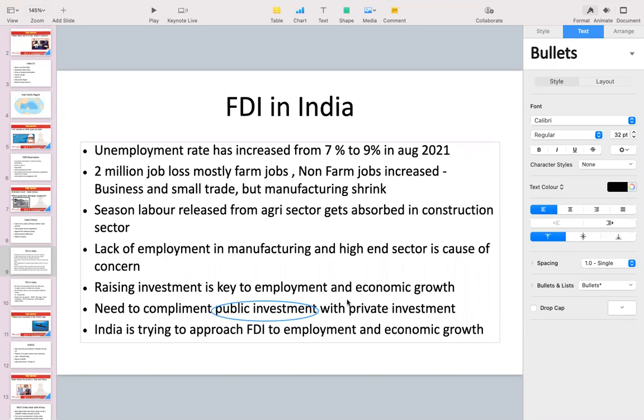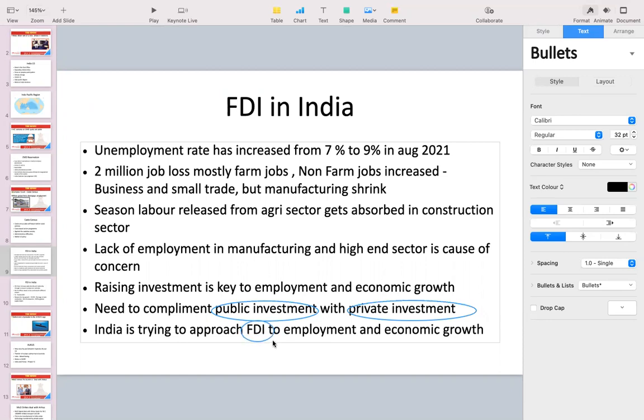Then private investment. See, government alone doesn't have that much money that it can bring all the investment into the economy. That's why we need private investment, like companies or individuals. It might be domestic, it might be foreign. So domestic private investment is also being complemented with foreign direct investment.